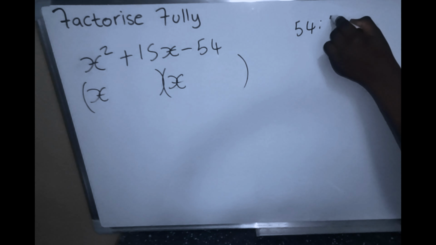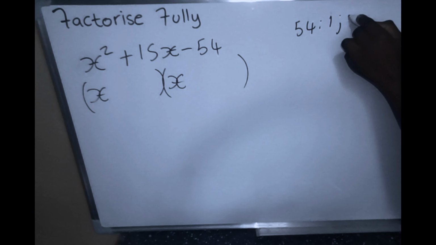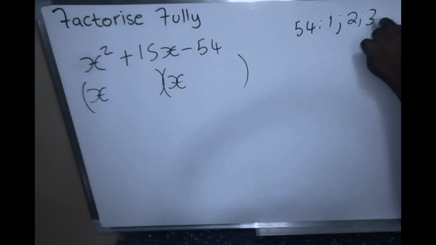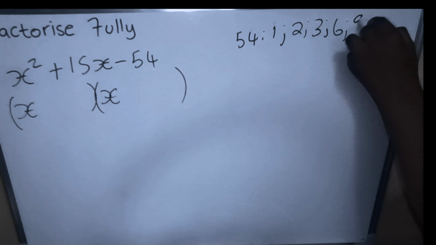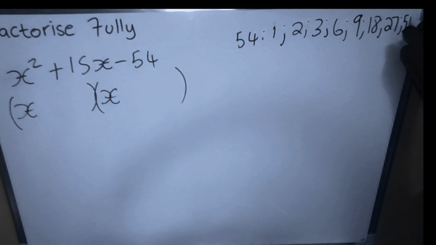Factors of 54 are 1, and here we've got 2, and here we've got 3, and here we've got 6, we've got 9, we've got 18, we've got 27, and 54, the last one.